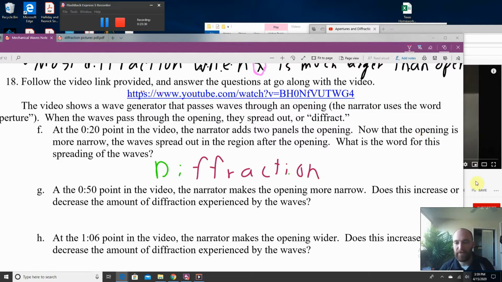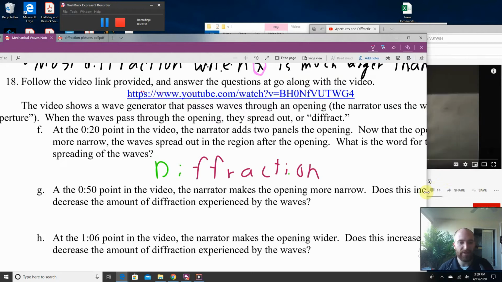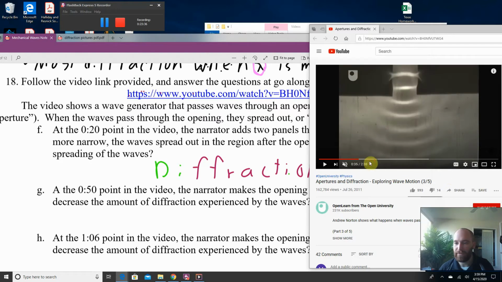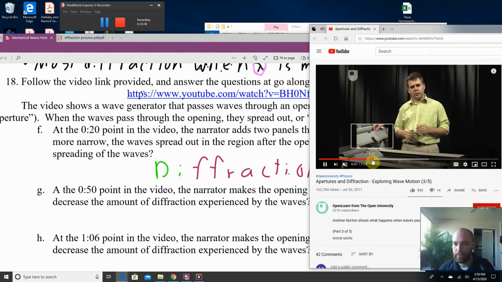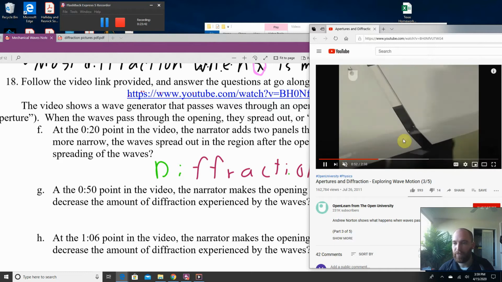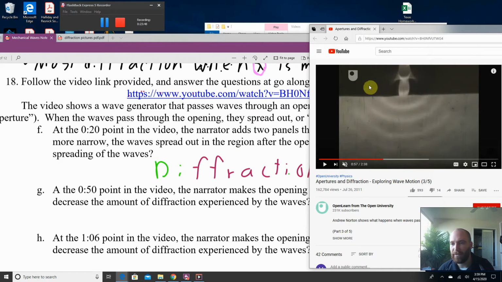Alright, at the 52nd point in the video, the narrator makes the opening more narrow. Does this increase or decrease the amount of diffraction? So at the 52nd point, notice he makes this opening really, really narrow, and I think he kind of narrates over it, but you should see how this bending is more apparent.